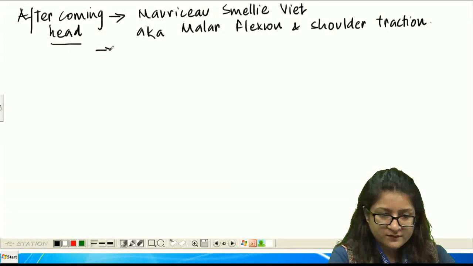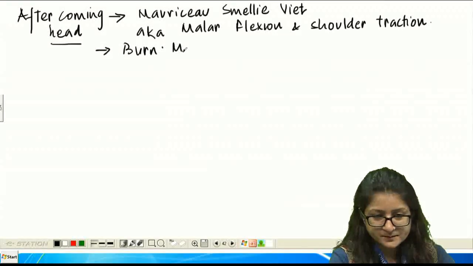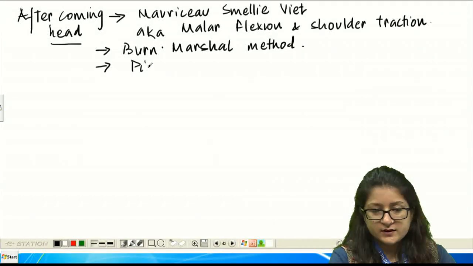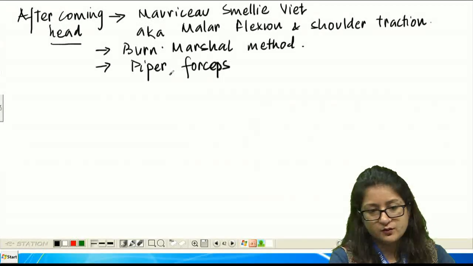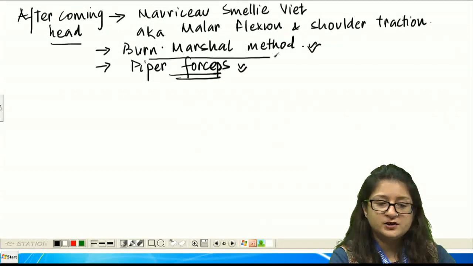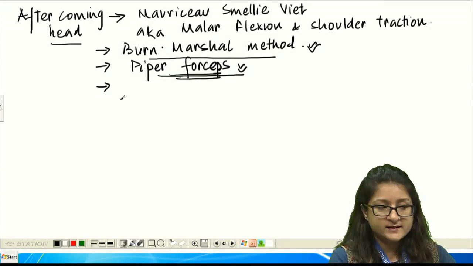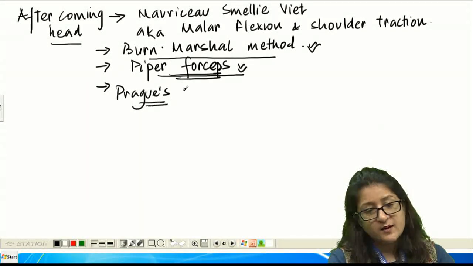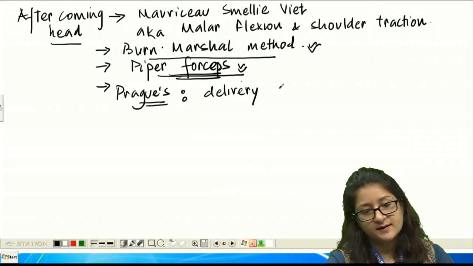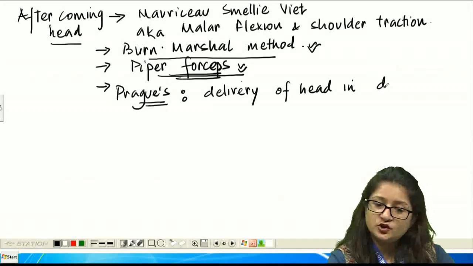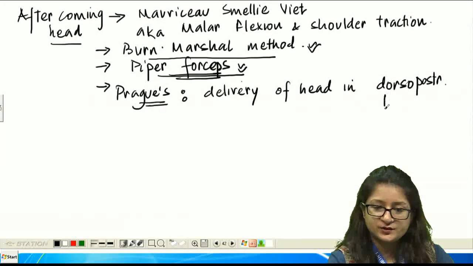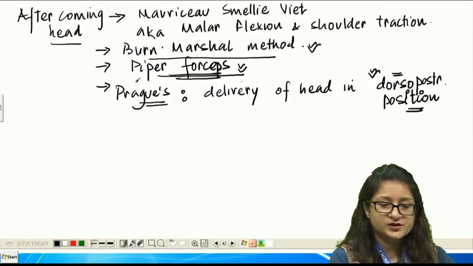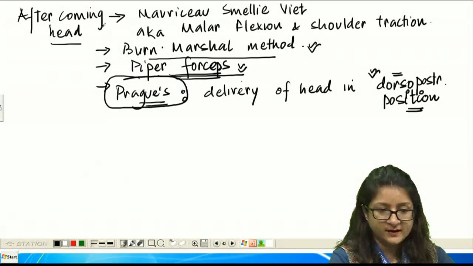All right, then the other maneuvers for the aftercoming head are the Bracht method and the use of Piper's forceps. Make sure that you are seeing all these pictures of the Bracht method and of Piper's forceps. And the other maneuver is the Prague maneuver. Prague maneuver is for delivery of the head in the dorso-posterior position. When the fetal back is turned behind, that is called the dorso-posterior position, and then we use the Prague maneuver. That is for the aftercoming head in breech.